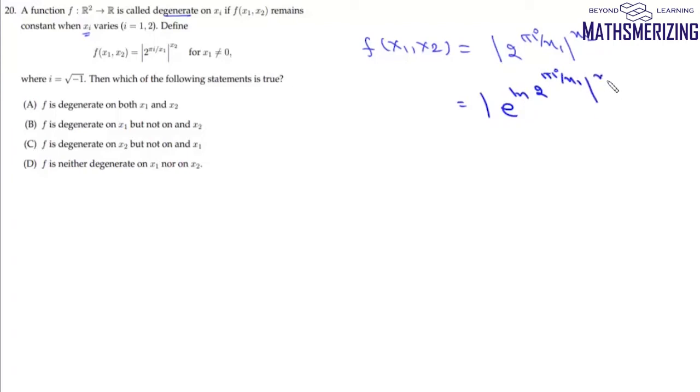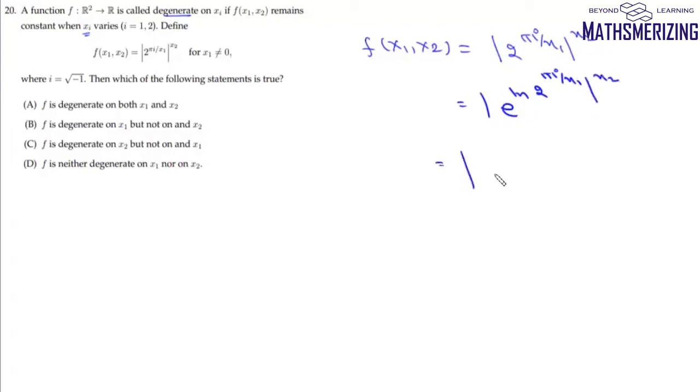Now question number 20 is, a function is called degenerate if it remains constant when xi varies. Now we have defined f of x1, x2 as modulus of 2 to the power iota pi upon x1 to the power x2. Now we know that we can write a to the power x as e to the power log e to the power x. So we write this as e to the power log and then 2 to the power pi iota upon x1 to the power x2.